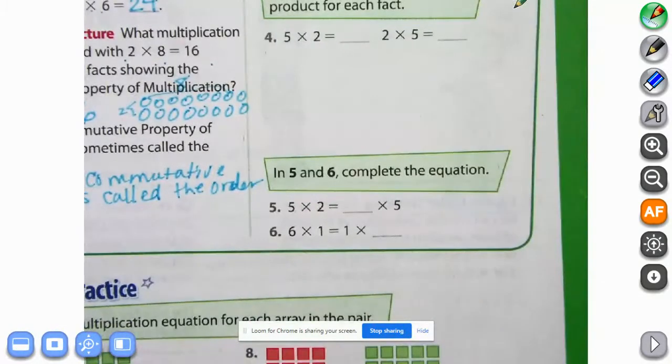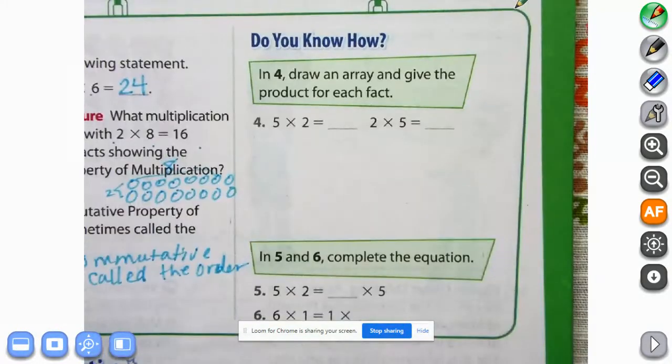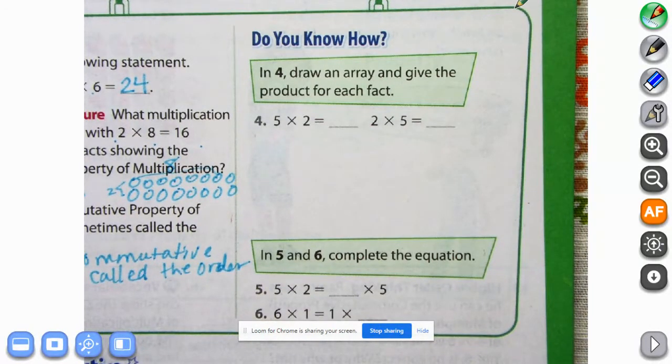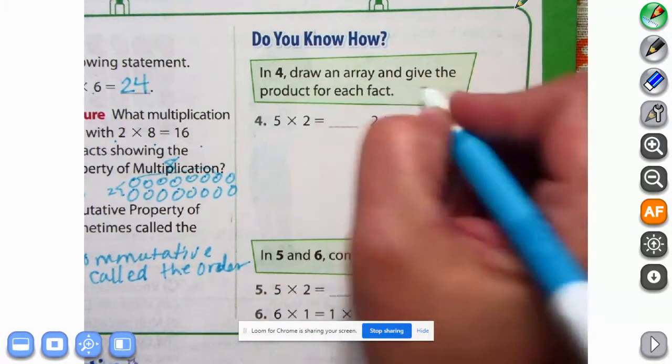All right, so hopefully you have enough time to get that down. All right, let's go to number 4. In number 4, draw an array to give the product for each fact. Okay, we have 5 groups of 2 equal something, and 2 groups of 5 equal something. So we're going to draw an array.